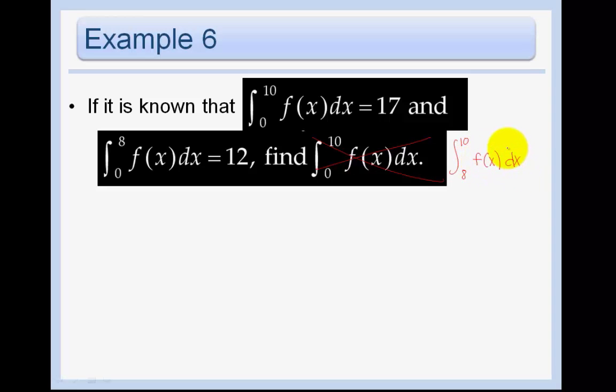The question should read like that. If we know that the area under the curve from 0 to 10 is 17, and we know from 0 to 8, the area under that curve is 12, then what is the area under the curve from 8 to 10?